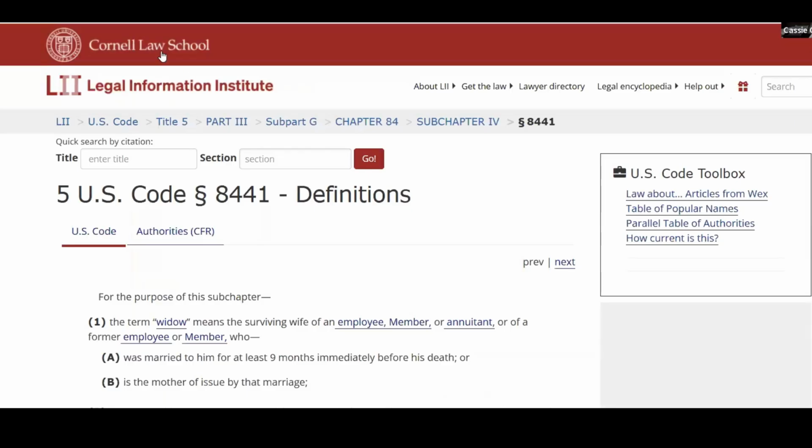Okay, so we can find this in the code. This one is Cornell Law School. I just like how they have the law laid out.